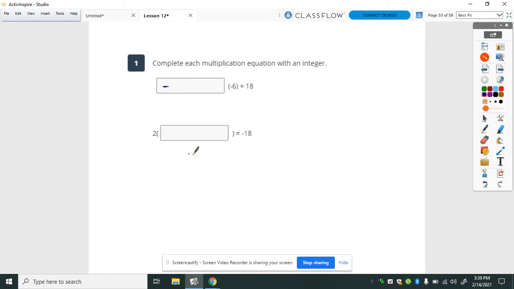2 times an integer equals -18. This integer is negative, so this one has to be negative because this is positive. 2 times what equals 18?